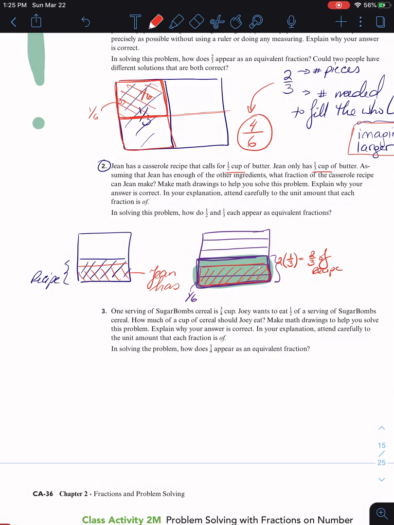So what we were talking about here, the last question in solving this problem, is how do 1/2 and 1/3 appear as equivalent fractions? And that's right in this green area. So 1/2, we actually expressed it as 3/6, and 1/3, we expressed it as 2/6. And we said of the 3/6, we have 2/6. So we have 2/3, pardon me.